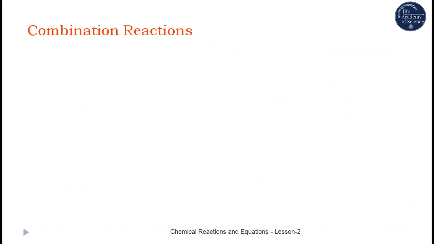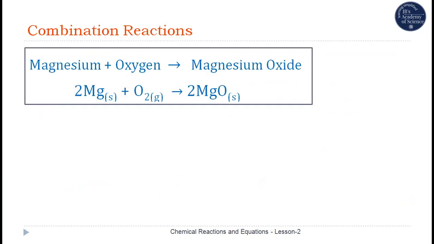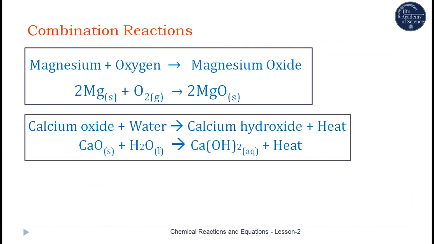First, combination reactions. Consider this chemical reaction. Magnesium plus oxygen gives magnesium oxide. A piece of magnesium ribbon, when burnt in air, we know that it burns in air to form magnesium oxide. A white powder will be formed. So 2Mg plus O2 gives 2MgO. In this reaction, magnesium and oxygen combine together to form a single compound called magnesium oxide.